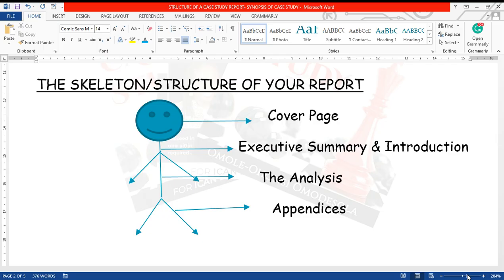You must arrange it in this way. The executive summary should not come first and the cover page next, or the analysis first. It must be aligned like this.